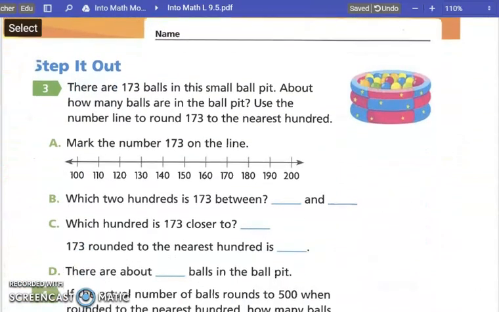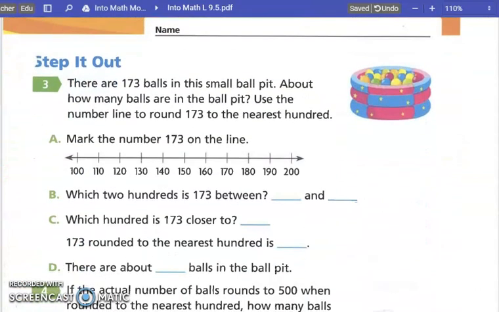Okay, we're going to step it out. That is page 259. There are 173 balls in this small ball pit. About how many balls are in the ball pit? Use the number line to round 173 to the nearest hundred. Everybody underline nearest hundred. Circle hundred so you know what you're rounding it to. Did everybody underline and circle that? Okay.